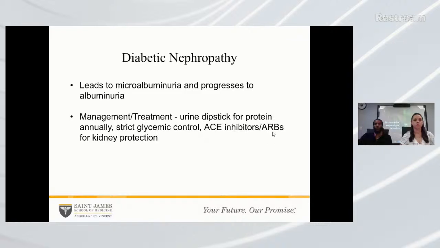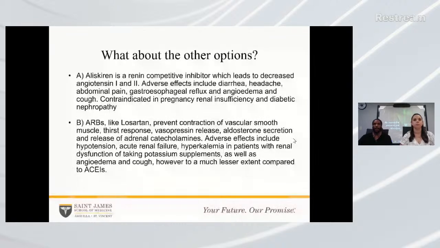And all that's really going to do is prevent that angiotensin 2 causing the high blood pressure and the constriction of the efferent arteriole. So if we look at the other options, a lot of these drugs do also act on this renin-angiotensin-aldosterone system. So we want to highlight that.